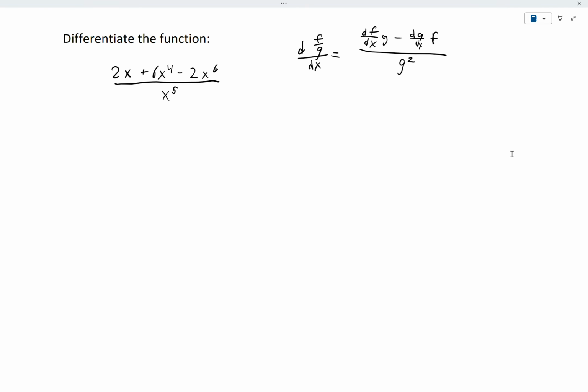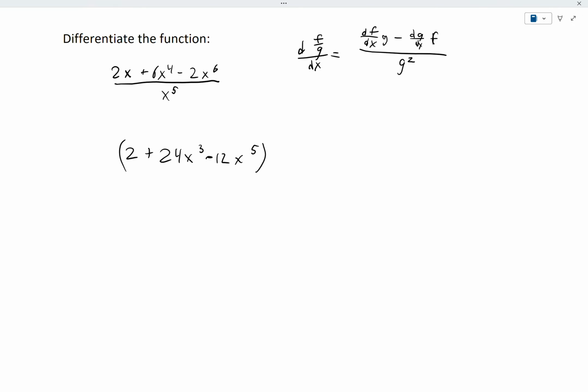So here it is in case you don't know it. And that's what I'm using to take the derivative of this function right here. So let's get started. Derivative of the top. That's going to be 2 plus, using the power rule right here, power out front, one smaller on the power, 24x to the third, and I'm using the power rule again, minus 12 x to the fifth, one smaller on the power. There we go.